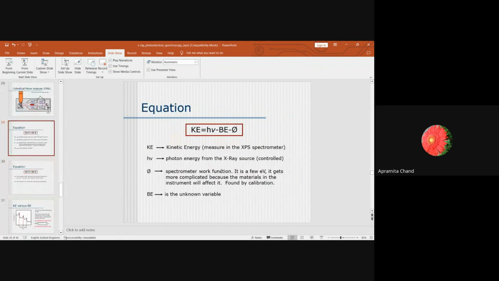We have already gone through this equation, where we were writing EK is equal to h nu minus EB, and here we are writing kinetic energy is equal to h nu minus binding energy minus work function. It is the work function. Now, h nu, what is it? It is the photon energy from the X-ray source.